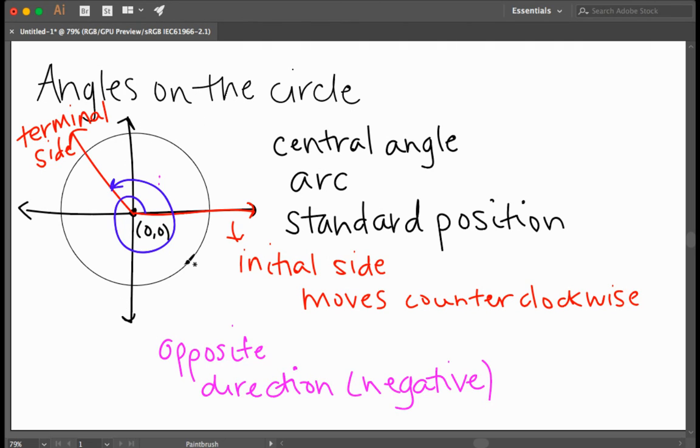So because of the way we're doing these angles on the circle, you now aren't stuck between 0 and 360. You could go to infinity in either direction.